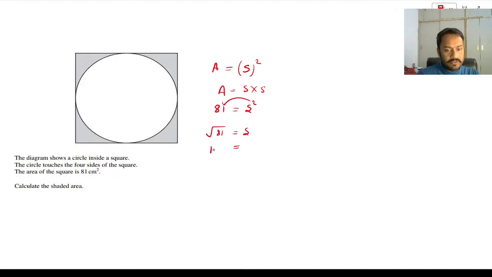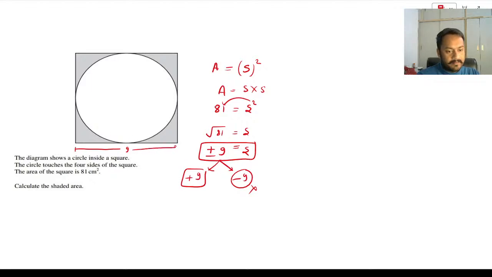Now you always know that whenever anything comes out of the under root, it will be plus minus 9, and that is equals to side, right? But we cannot take the side as negative, so we'll take only the positive value. So this is positive 9 and this is negative 9. So negative 9 will be cancelled, only positive 9 we will take. So the side of the square is 9, right? So this is also 9 and this is also 9, correct? Both are 9. Now that means that the radius of the circle will be half of 9, that is 4.5.